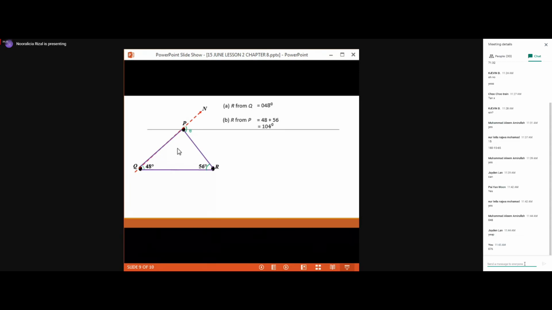Okay, so for the long way, finding here, 180 minus 48, minus 56, which you get 76 over here. And then after that, you minus again from 180. That's where you get 104. That one is the long version. If you're alert, the one outside, we can just add the opposite interior angles, 48 and 56.